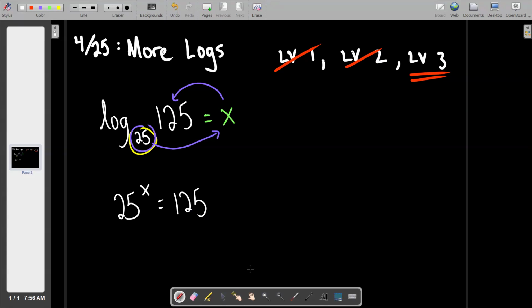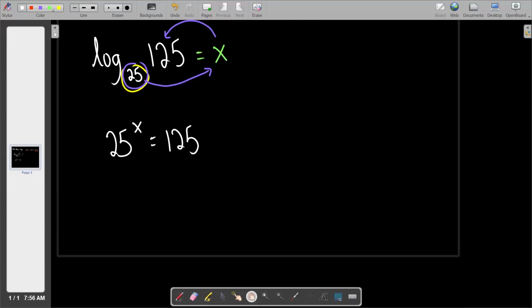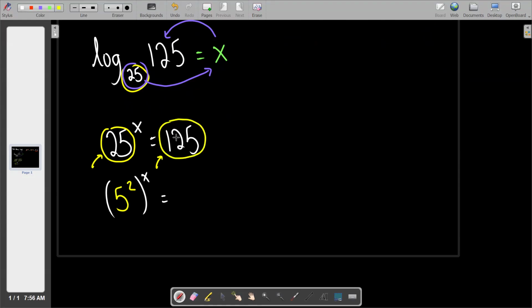So the trick to solve an equation like this is to make these numbers at the bottom the same. What I mean by that is they're both powers of the same number. They're both powers of 5, right? And so I can take the 25 and rewrite it as 5 squared, and then raise that to the power of x. And then on the right-hand side, I can take the 125 and write it as a power of 5. What is 125? How many 5s does it take? 5 to the third power. Yeah, so this is 5 to the third power.